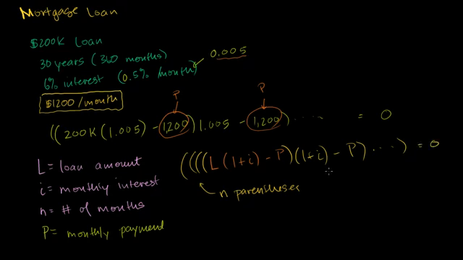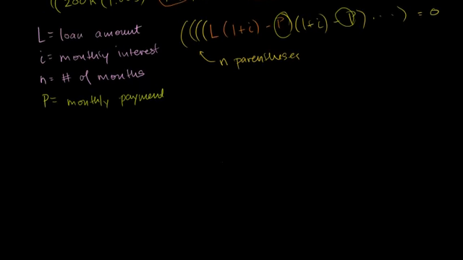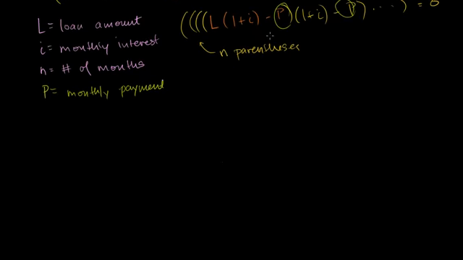So the question I'm essentially setting up in this video is, how do we solve for P? If we know the loan amount, the monthly interest rate, and the number of months, how do you solve for P? It doesn't look like this is really an easy algebraic equation to solve. So let's see if we can make a little headway. Let's see if we can rearrange this in a general way.